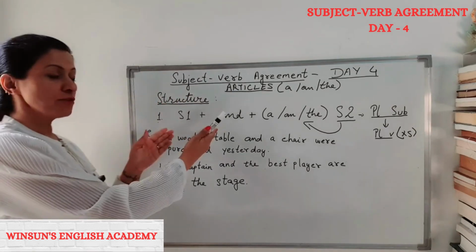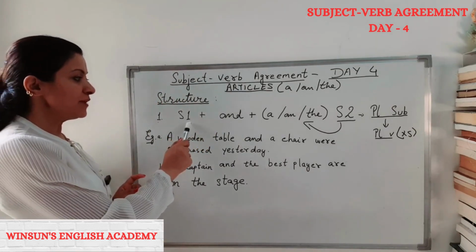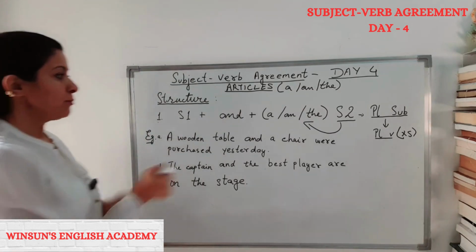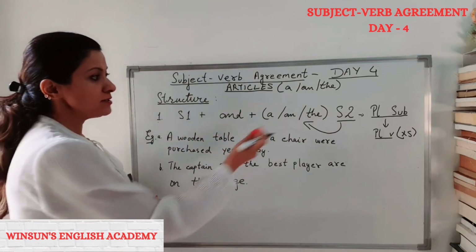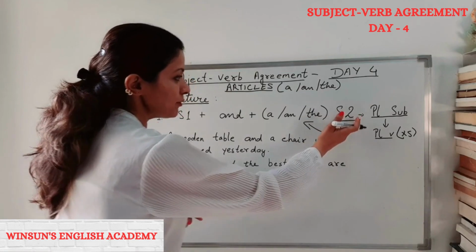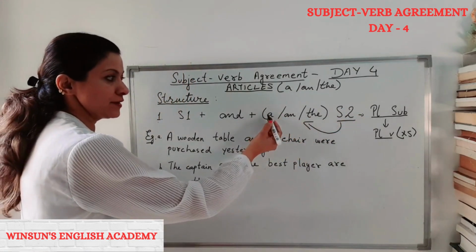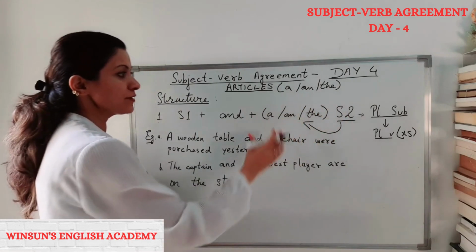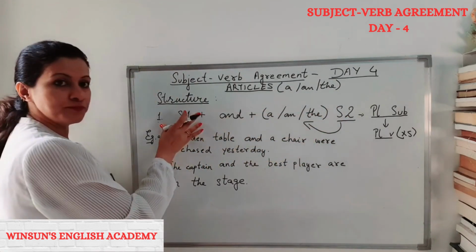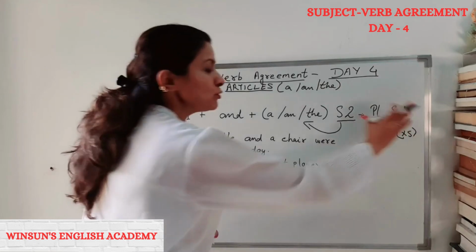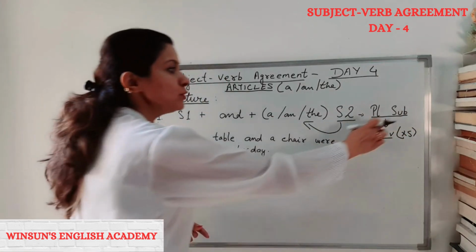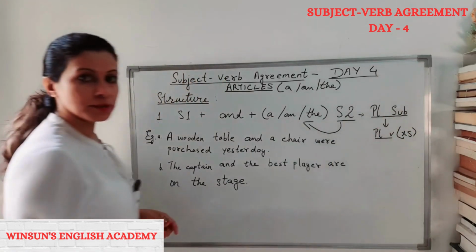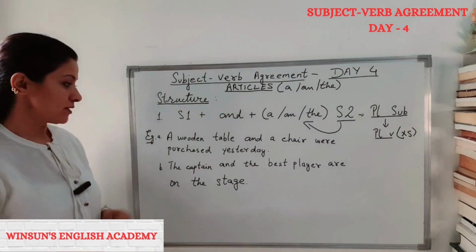Let's look at rule 1 now. The structure of the sentence when we have subject 1 plus and plus subject 2, but before subject 2 we have either a, an or the. In such a scenario these 2 are considered as plural subjects, and plural subjects take plural verb. Let's look at some examples now.